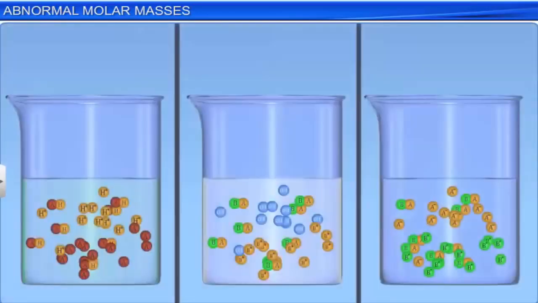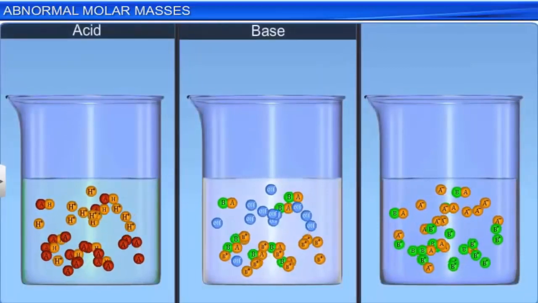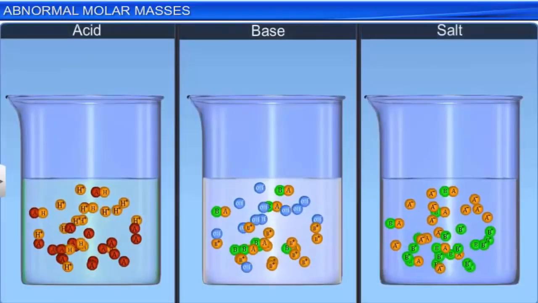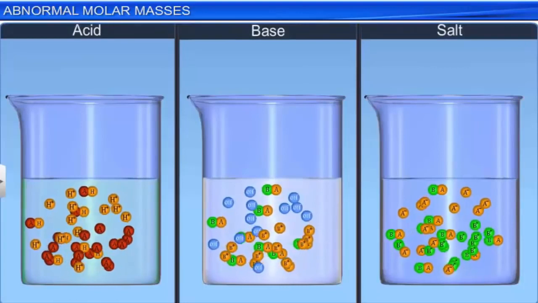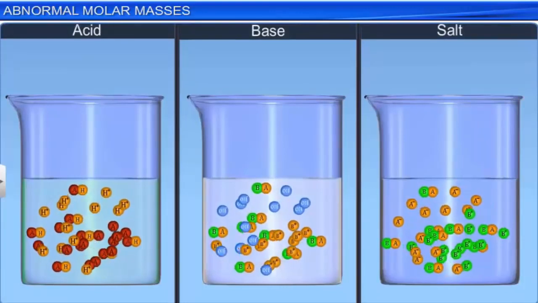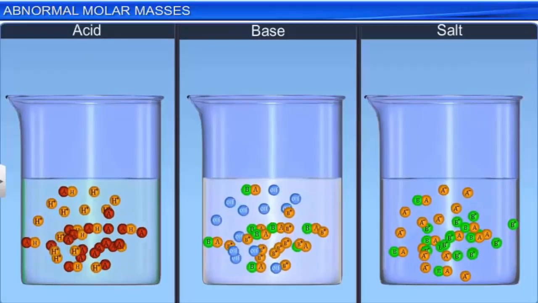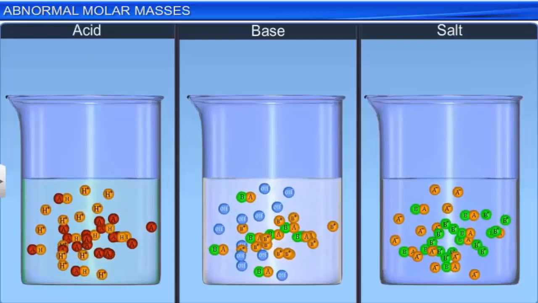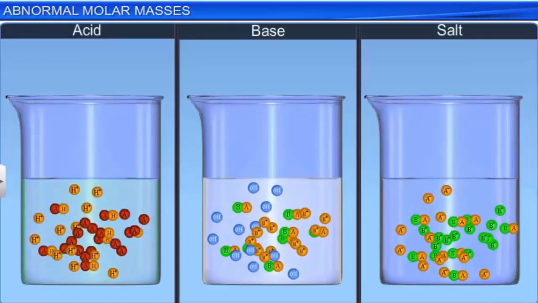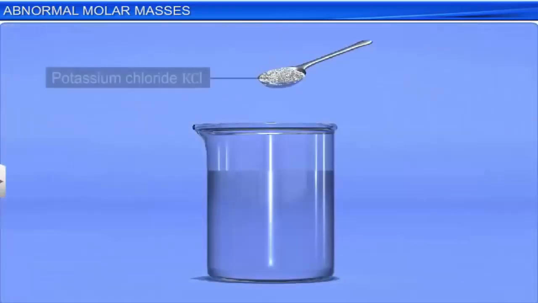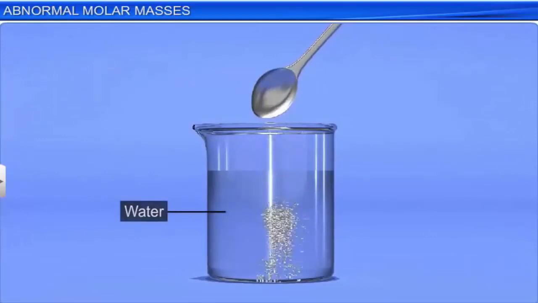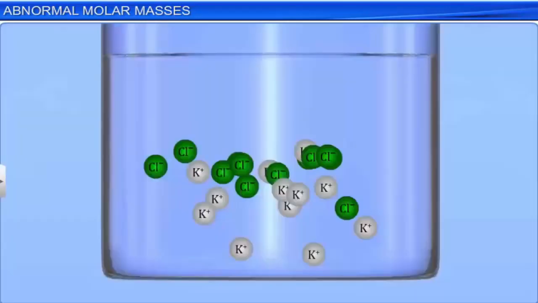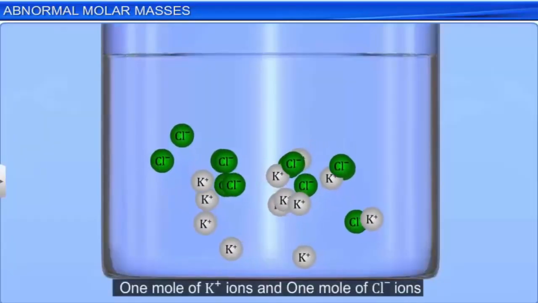Inorganic acids, bases, and salts undergo dissociation either completely or to some extent in an aqueous solution. For example, if 1 mole of potassium chloride, KCl, is dissolved in water, then the aqueous solution contains 1 mole of potassium ions and 1 mole of chloride ions.